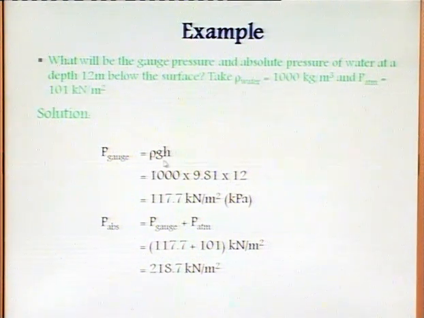So, gauge pressure is rho into g into h, where rho, the water density, is 1000, acceleration due to gravity is 9.81, and height is 12 meter. So, pressure is rho g h, it comes out to be 117.7 kilo Newton per square meter, that is kilopascal. So, absolute pressure is equal to gauge pressure plus atmospheric pressure. Gauge pressure is 117.7 plus atmospheric pressure is 101. So the total absolute pressure is 218.7 kilo Newton per square meter, that is kilopascal.